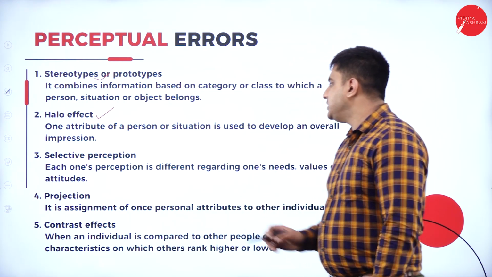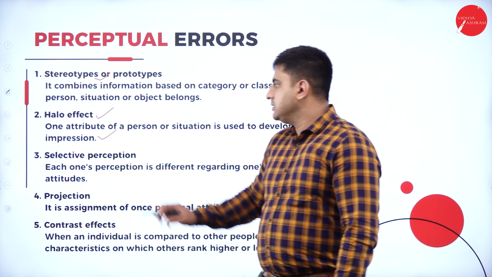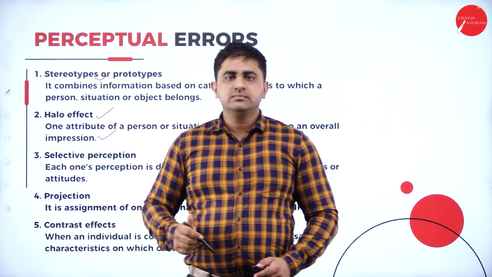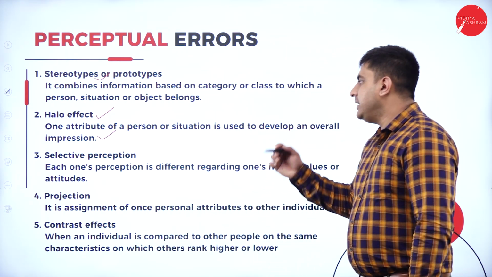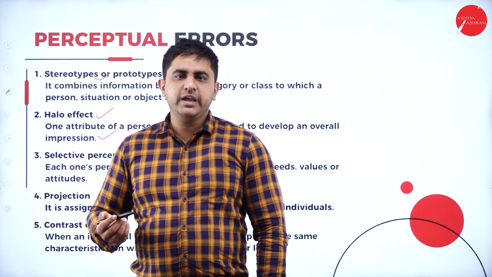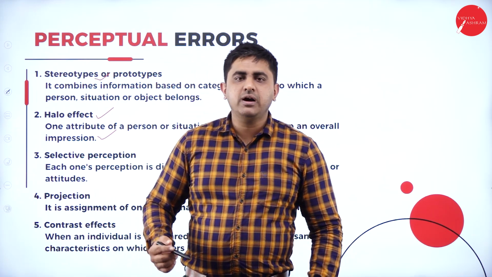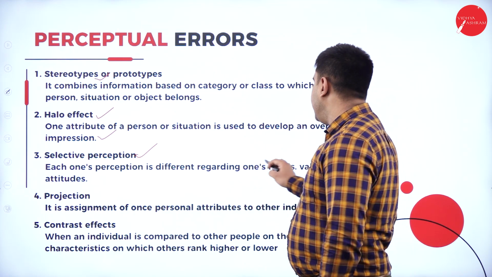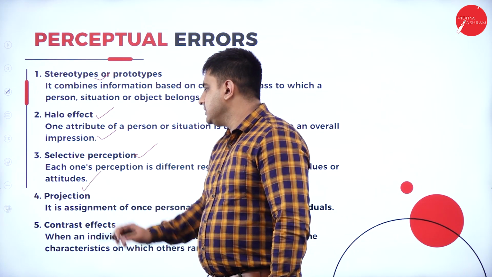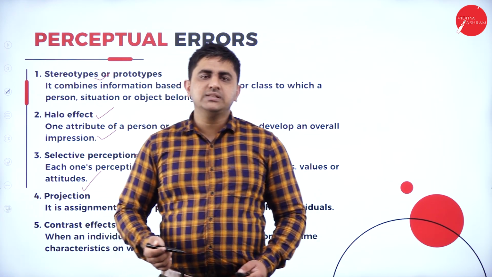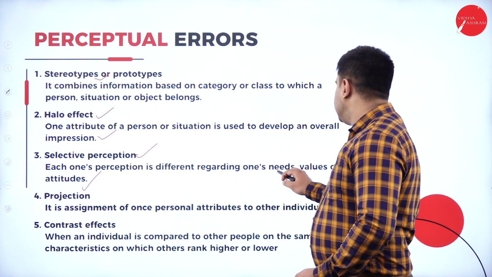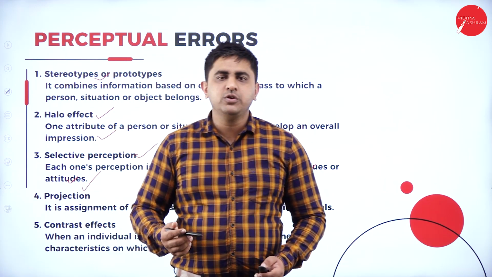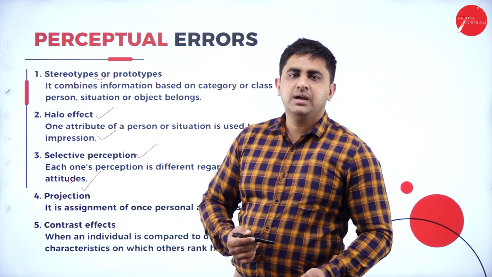One attribute of a person or situation is used to develop an overall impression. That is, just by knowing that he is intelligent, you consider him a good citizen. It can be the other way around also. If he is intelligent, he can also be an antisocial element. He can also work against society. So there is a contradiction. Then selective perception. Each one's perception is different regarding one's needs, values or attitude. Each one's personality is different. Each one's needs, values and attitudes are different. So there is more tendency of making an error while perceiving people's attitudes.